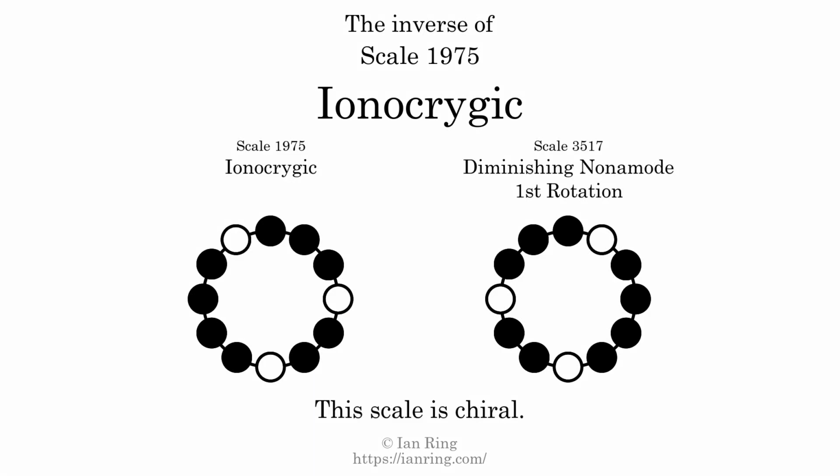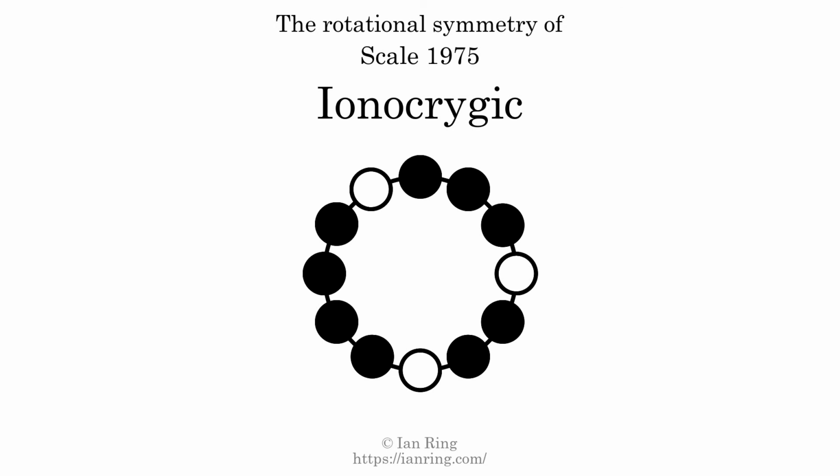The inverse of a scale is a mirror image. It is what you get when the sequence of intervals is reversed. The inverse of this scale is scale 3517, also known as diminishing non-mode first rotation. This scale is chiral. It cannot transform into its inverse by rotational transformation. This scale has no rotational symmetry.